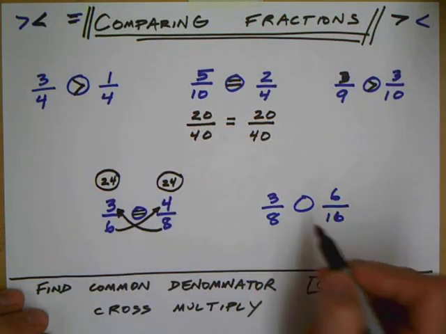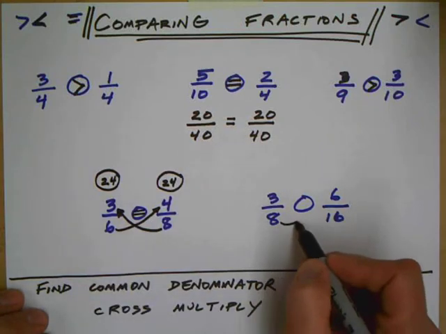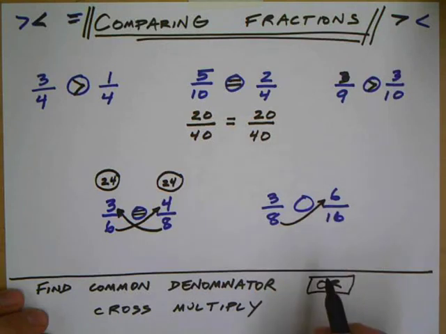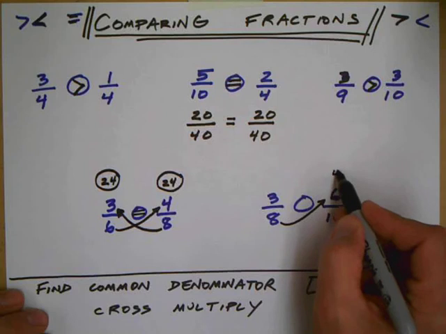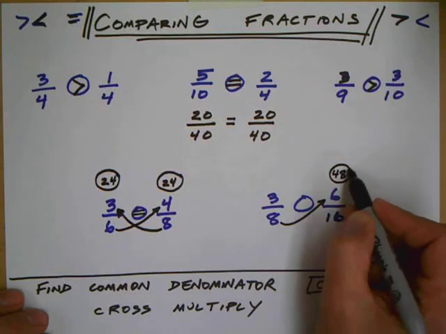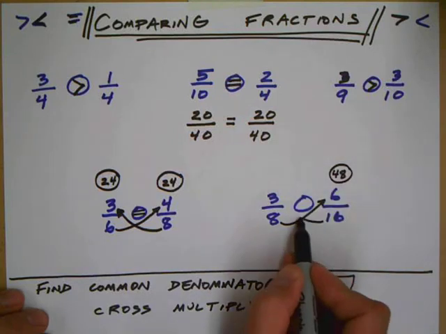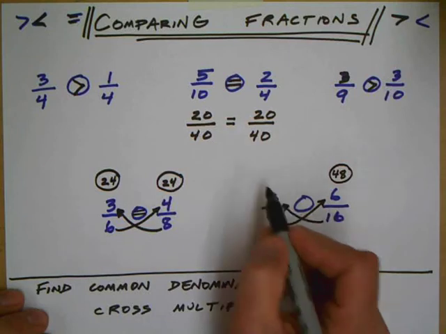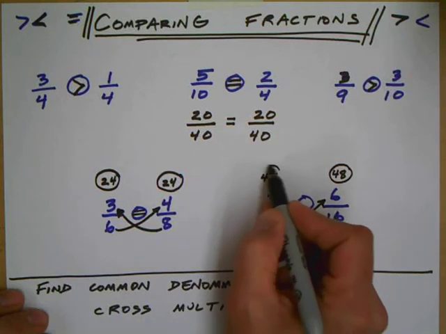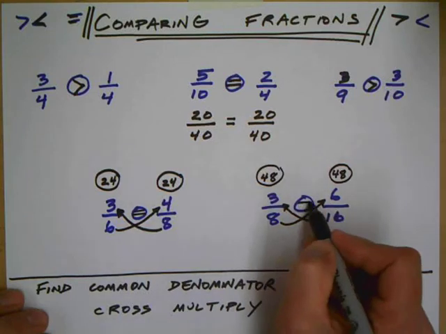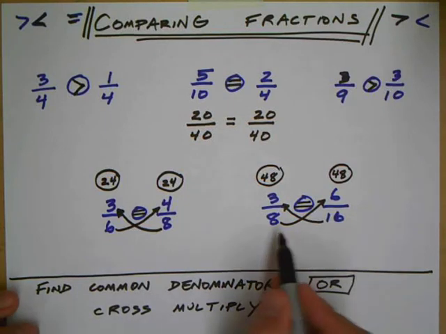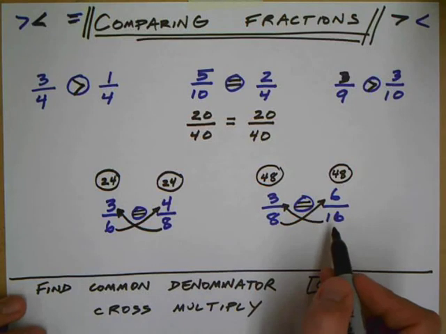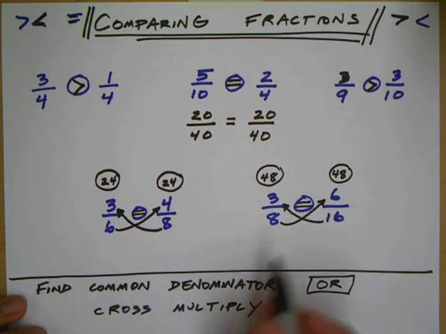Let's try that same strategy here. We start with 8, and we multiply by the numerator in the other problem, which is 48. We take 16, multiply by 3, and we also get 48. So you can see this is an equal fraction here. Now, I could have also done a common denominator for this problem too. Just want to show you this other strategy.